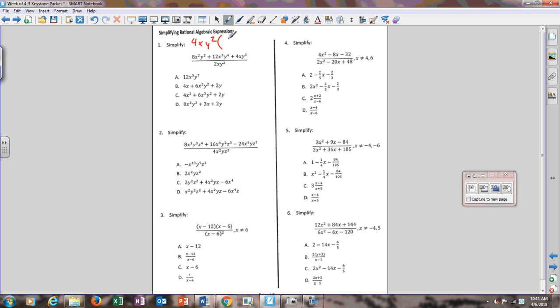Okay, so if I pulled a 4 out, that would make this 2. And then I pulled one X out. And I pulled both Y's out. So that would be plus. Then 12 divided by 4 is 3. I pulled one X out, so there's an X squared left. And I pulled 2 Y's out, so it's Y squared. And then for the last term, I pulled the 4 out, the X out, and 2 of the Y's. So that would just be plus Y. And this is still all over 2xy squared.